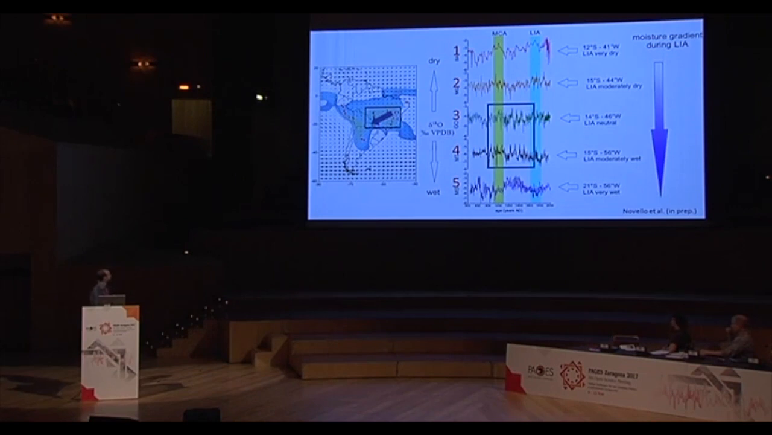But in the middle of the monsoon, points 3 and 4, we don't see such strong anomalies in delta O during the Medieval Climate Anomaly and Little Ice Age. But in these records in the middle, we see stronger centennial and multi-decadal variability, which is in the middle of that square.